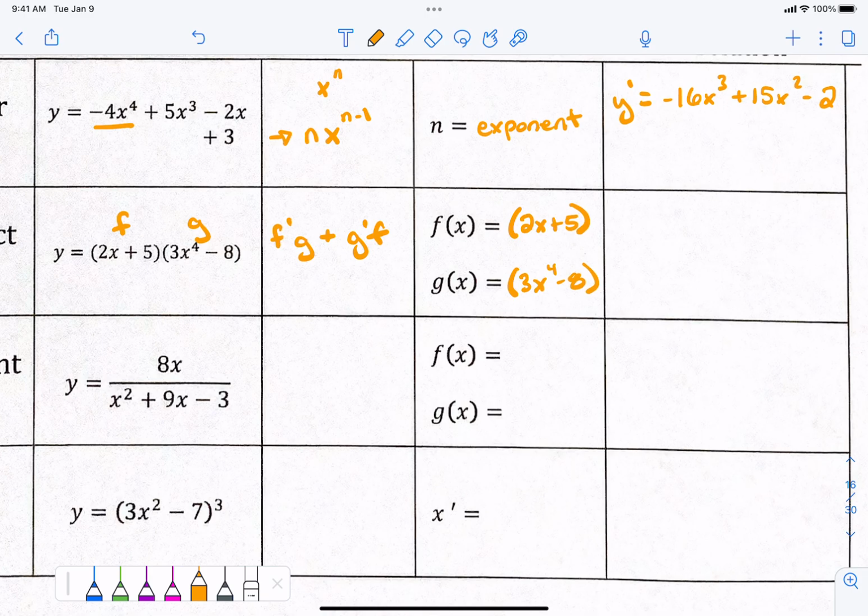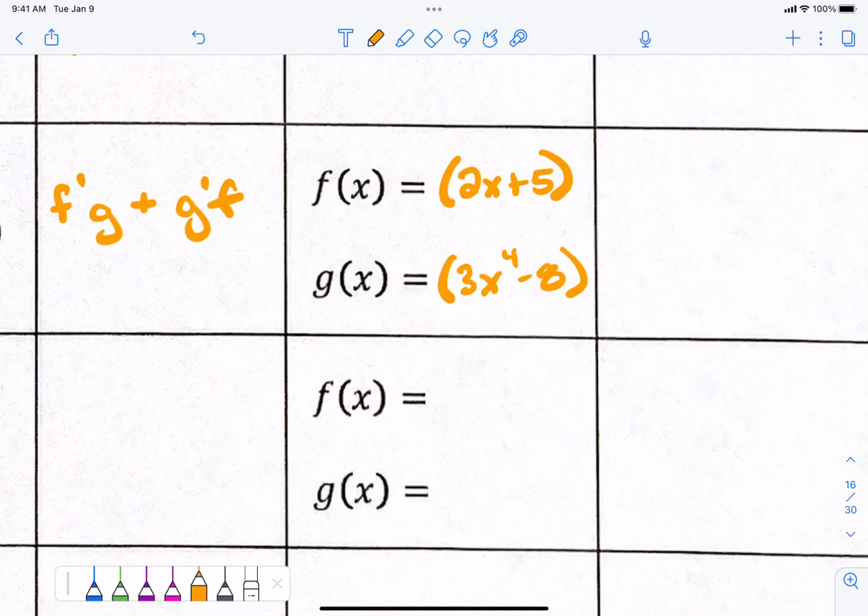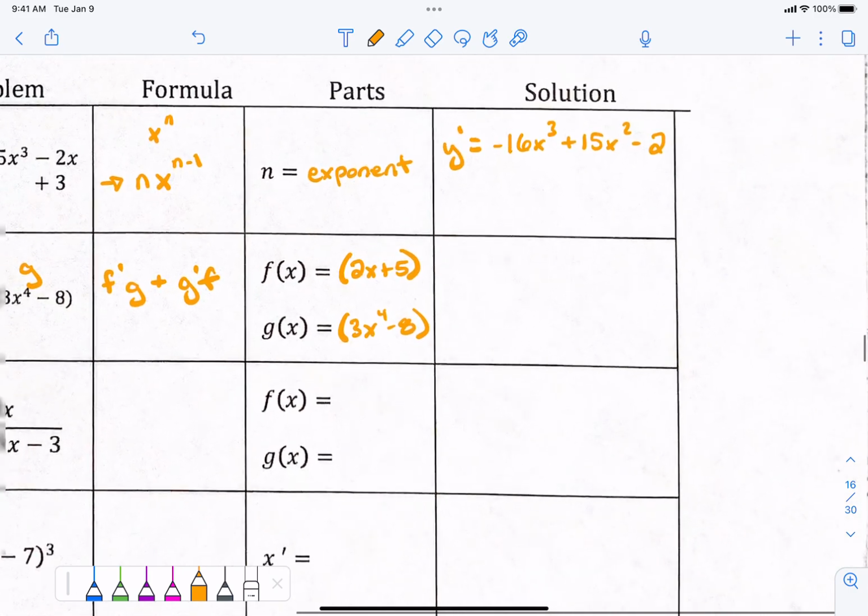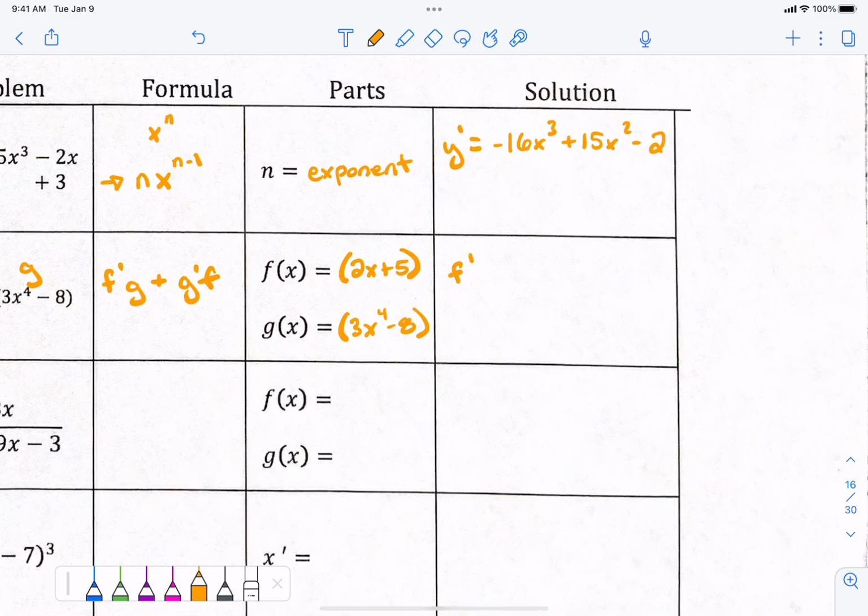No, because it doesn't matter what order you multiply them in. So there's that, okay? All right, so if we want to do the product rule, I am only seeing one power rule. F prime G plus G prime F. 2 plus 12x to the third.